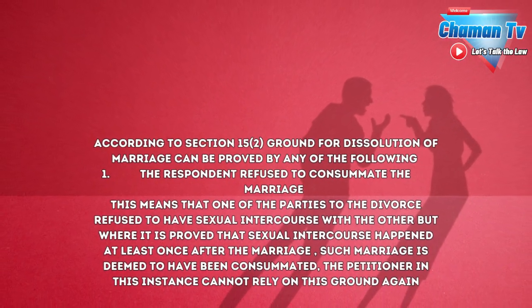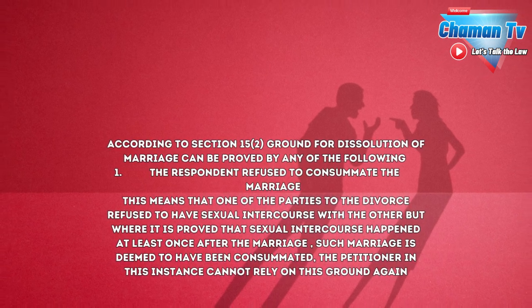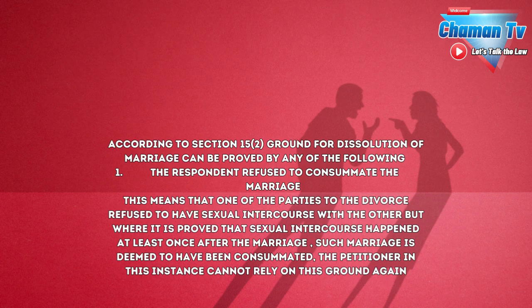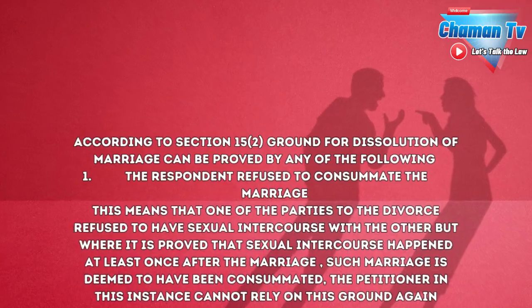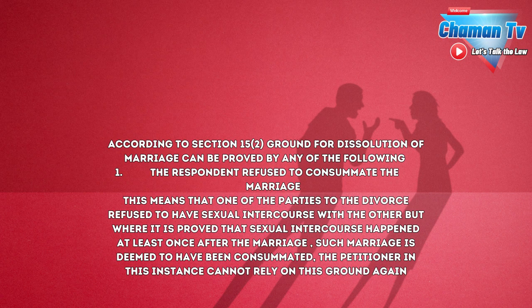According to section 15 subsection 2 of the Matrimonial Causes Act, grounds for dissolution of marriage can be proved in any of the following ways. Number one is that the respondent refused to consummate the marriage. What do I mean by that? That is, the respondent refused to have sexual intercourse with the petitioner during the course of the marriage. But you need to take note of something. For you to prove non-consummation, you have to show that there was no sexual intercourse during the marriage. But where sexual intercourse occurred only once in the marriage, then you cannot raise the ground of non-consummation.